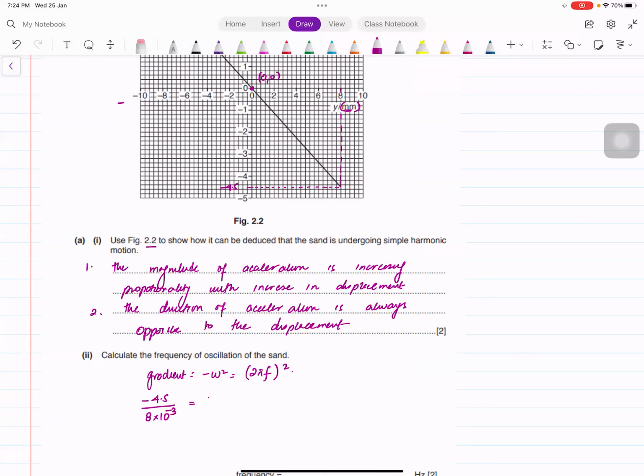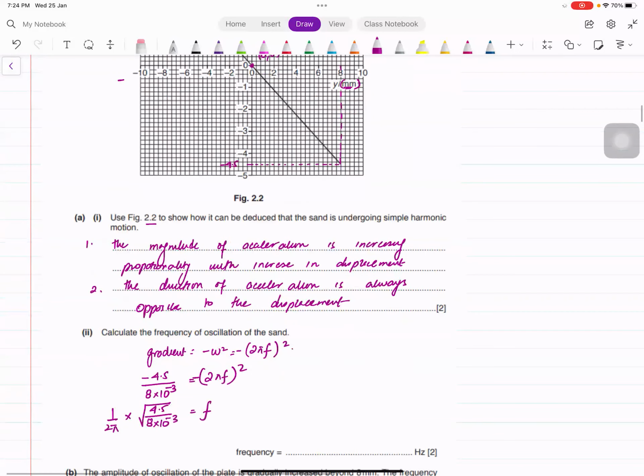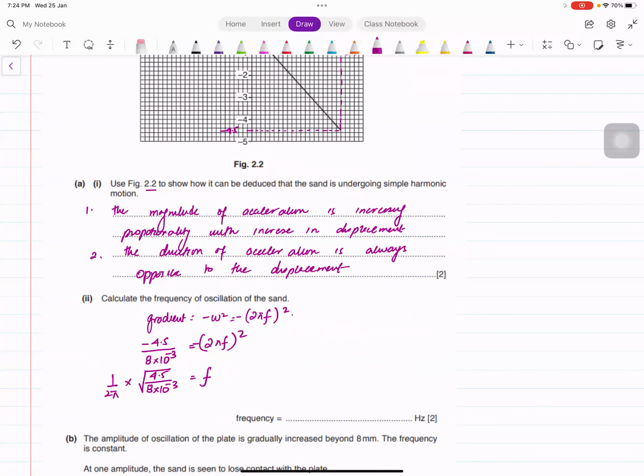So this will be equal to negative (2 pi f) whole squared, because negative negative would cancel out. Then you can take the square root of 4.5 divided by 8 times 10 raised to minus 3, and multiply by 1 upon 2 pi. This will give us f. Anybody who can please help me with calculating this would be very nice of you.